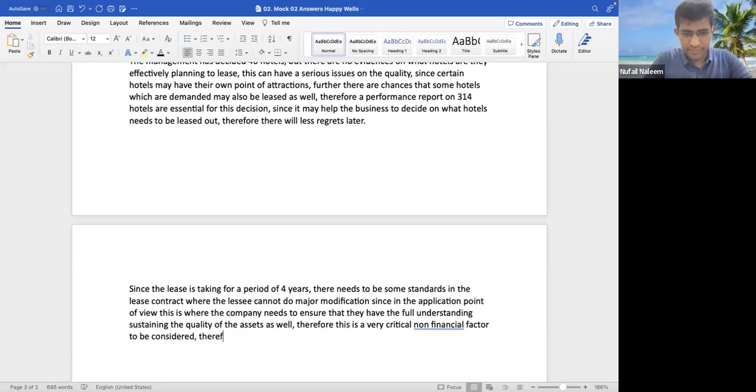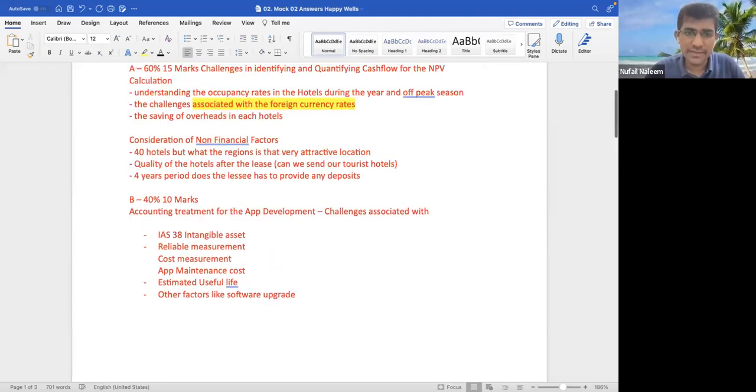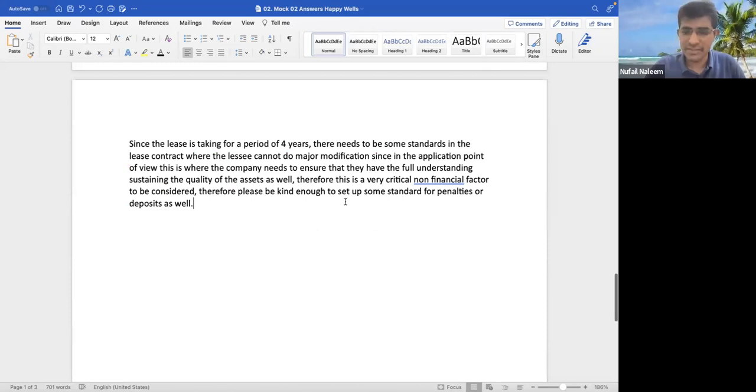Therefore, please be kind enough to set up some standards for penalties or deposits as well. So this is one factor that is also done. Now, students, the next one, if I'm not mistaken, is the quality, the 4 years. So I'll just write down one more non-financial factor because this I have combined.